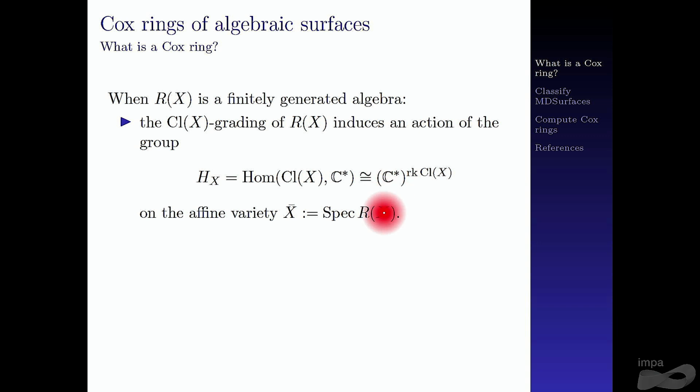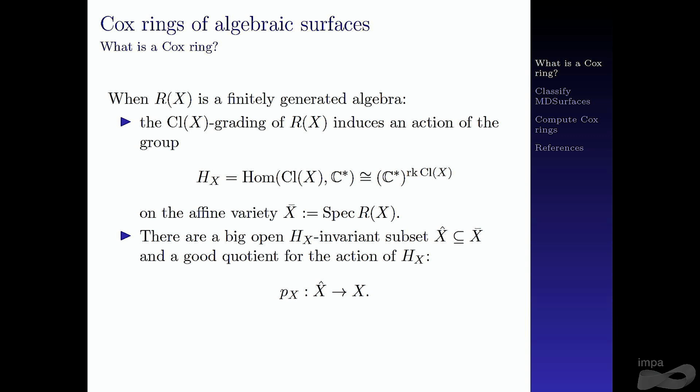So this group acts on the affine variety. This is the first easy observation. What is interesting is that there exists an open Zariski subset of this affine variety, which is big, which means that the complement has codimension at least 2. And there is a good quotient for the action of this group, whose quotient is exactly the original variety.